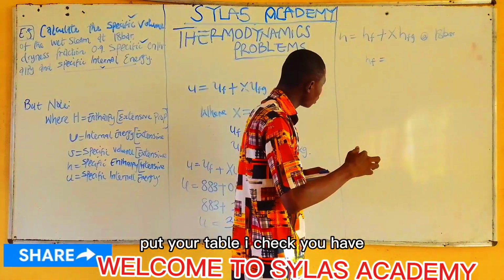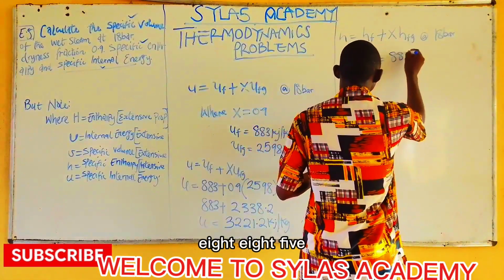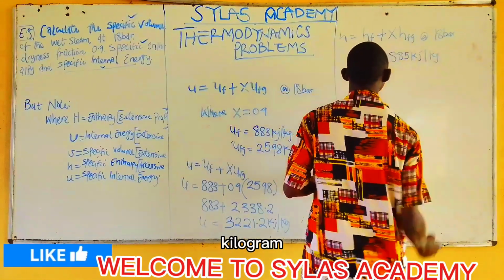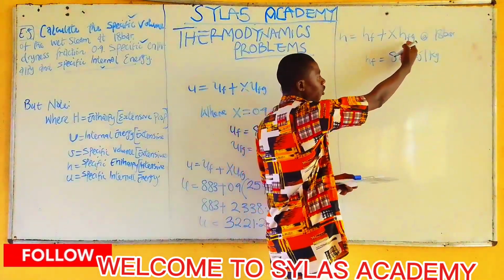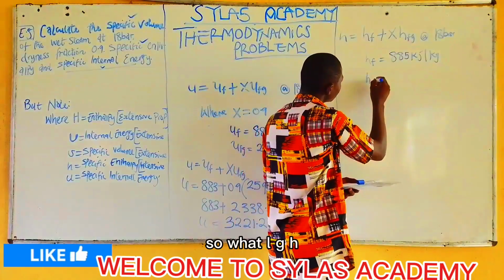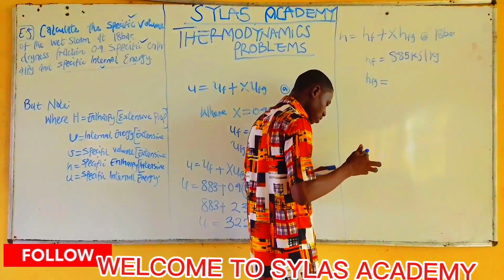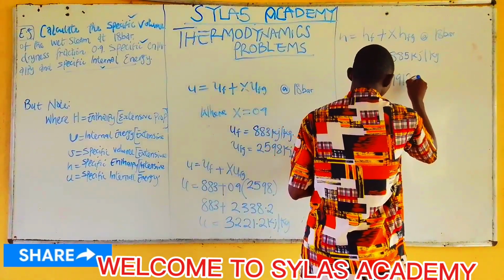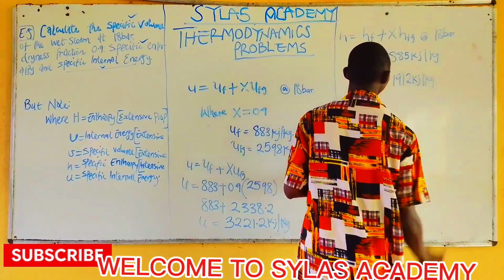Go to your table and check. You have 885 kilojoule per kilogram. Check for h sub f, h sub mg. You have 19.2 kilojoule per kilogram.